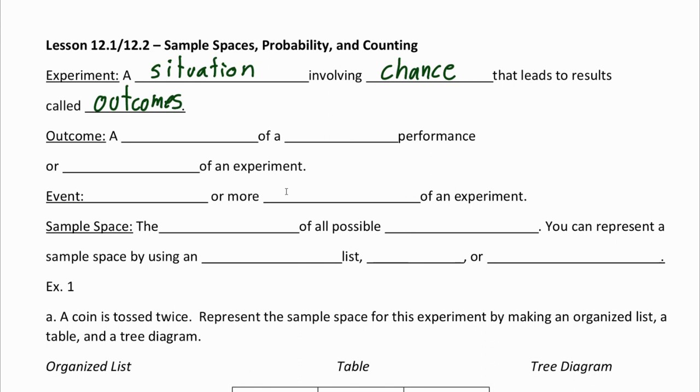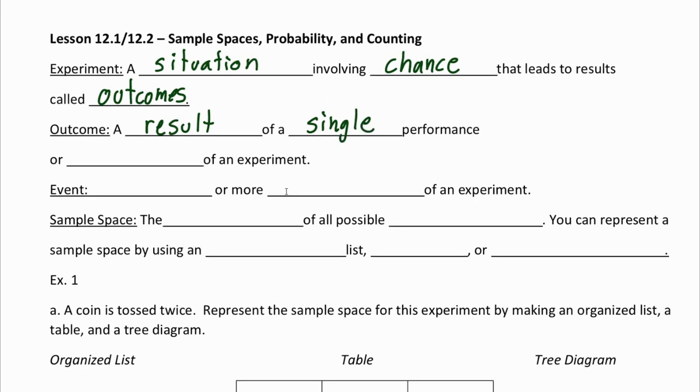An outcome is a result of a single performance or trial of an experiment. We're just talking about one single trial of an experiment. An event is one or more outcomes of an experiment. So, this is what could occur. The sample space is the set of all possible outcomes.